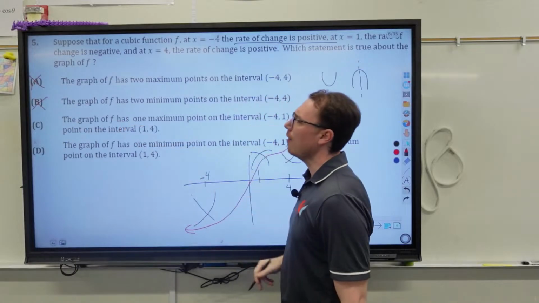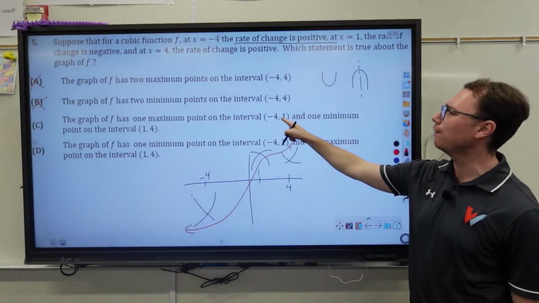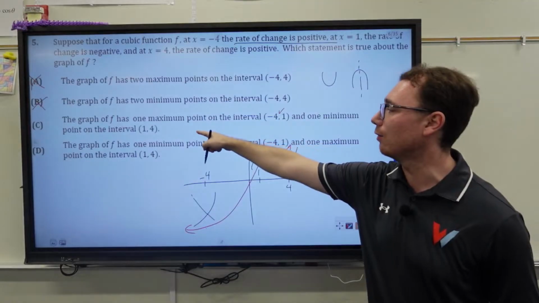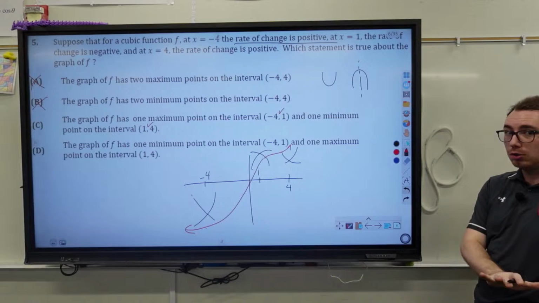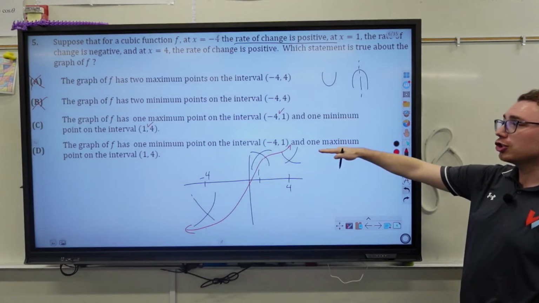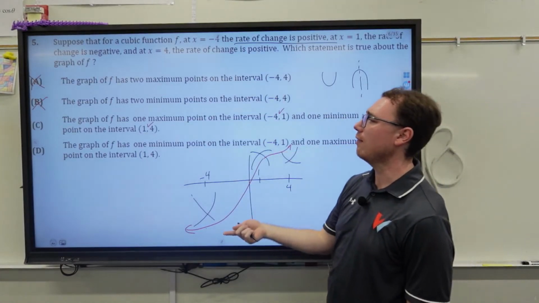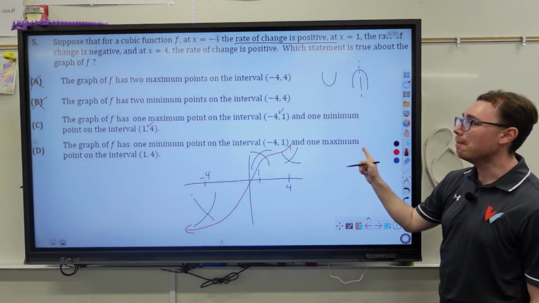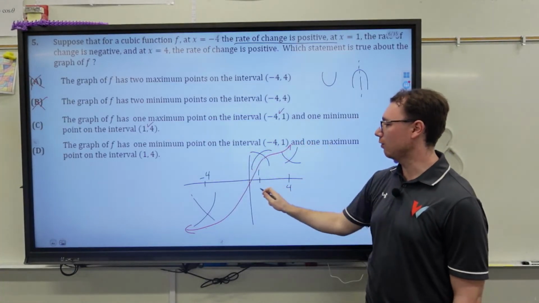We're going to look at C. The graph of f has 1 maximum point between -4 and 1, and 1 minimum point between the interval of 1 and 4. So we don't know if that's the most true statement, but this is leaning towards a right answer. Let's check D real quick and see the differences between them. D is saying that the graph of f has 1 minimum point between -4 and 1, and 1 maximum point between the interval of 1 and 4.